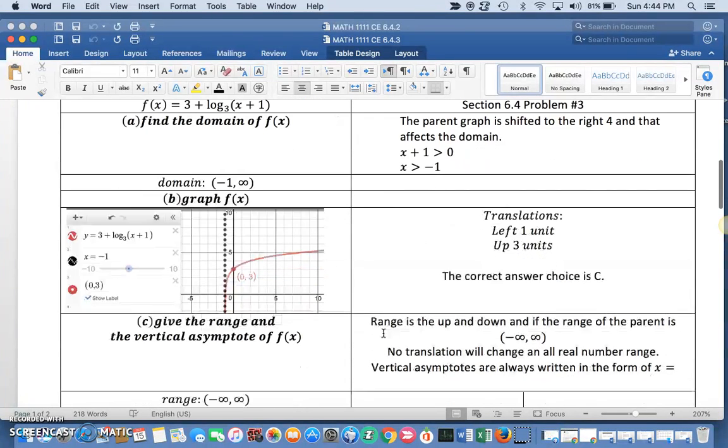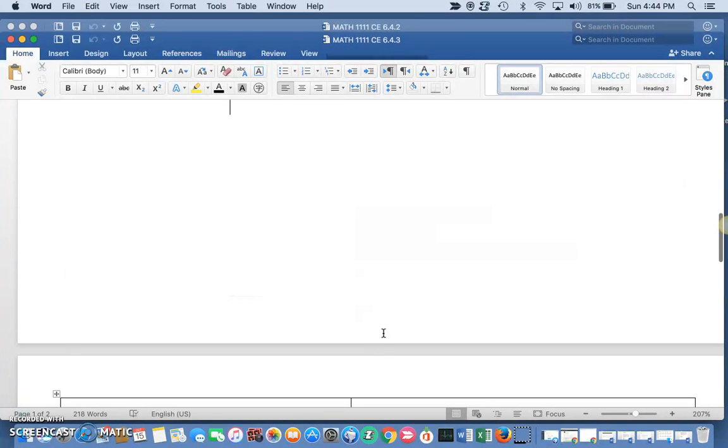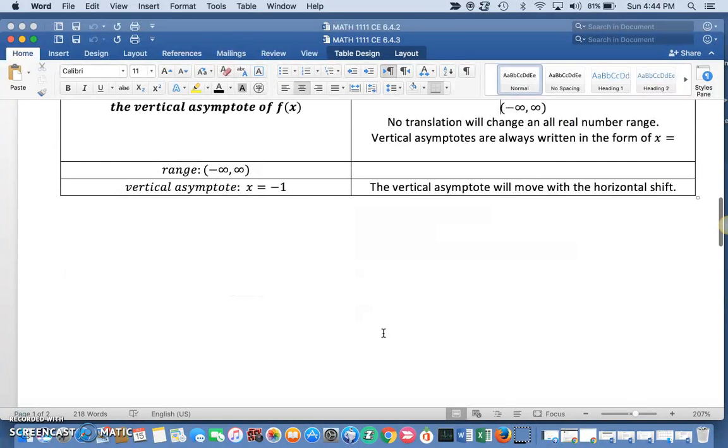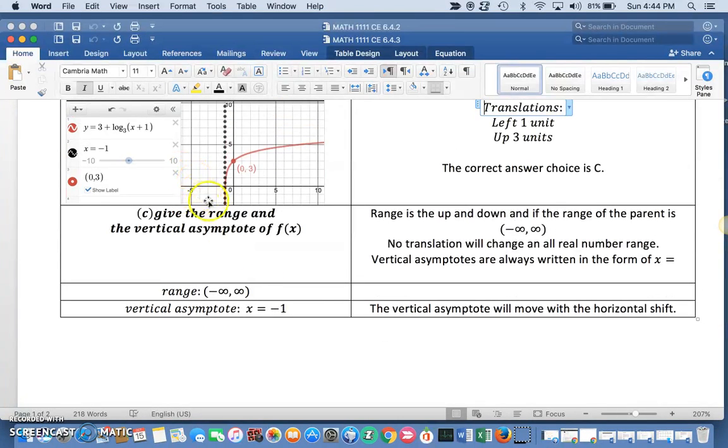Okay, the next thing they're asking for is the range and the vertical asymptote. So looking at the graph makes it a little easier to do that. The range, what's happening? Range-wise, it's going on down, down, down for y's, and this will keep going, just not really fast in that direction. So your range of the original was all real numbers. None of the translations are going to change that, so the range will stay all real numbers, or negative infinity to positive infinity. The vertical asymptote was originally x equals 0, but with the shift it became x equals negative 1.